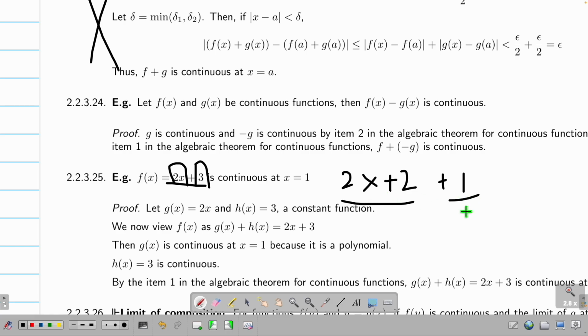Both of them are continuous. Some of them are also continuous. I can also say this is plus 4 minus 1.